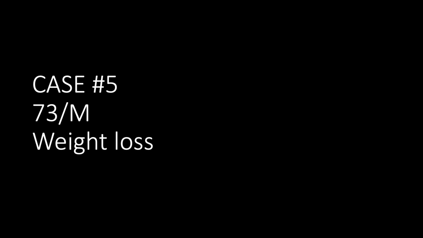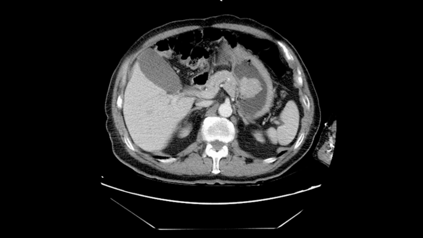For the fifth case, we have a 73-year-old male with complaints of weight loss. A contrast-enhanced CT scan of the whole abdomen was requested for the patient, which revealed a large polypoid intraluminal soft tissue mass within the stomach. With this, a stomach malignancy is highly considered. The rest of the visualized abdominal organs, such as the liver, gallbladder, and spleen, are unremarkable.